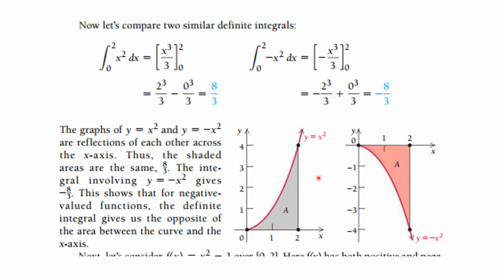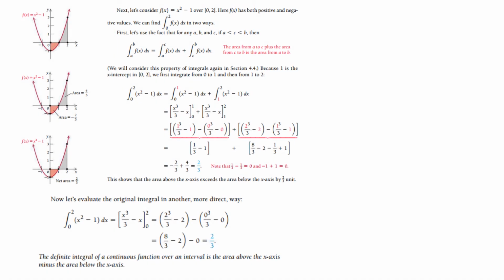And you might be thinking, what happens if we have both? Let's look at that with this function here. This is y equals f of x equal x squared minus 1 over the interval from 0 to 2. Now it is negative here, and then it is positive here. And just looking at that, it looks like the gray area is going to be bigger, but you see this is going to end up being a negative number, this is going to be a positive number. And in fact, we calculate it that way.